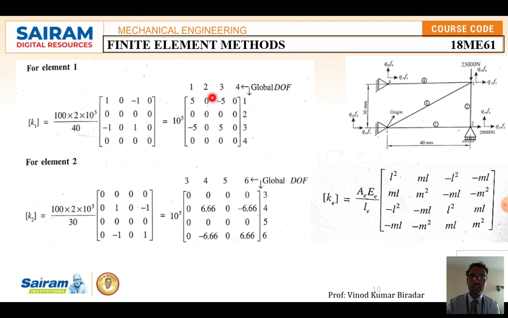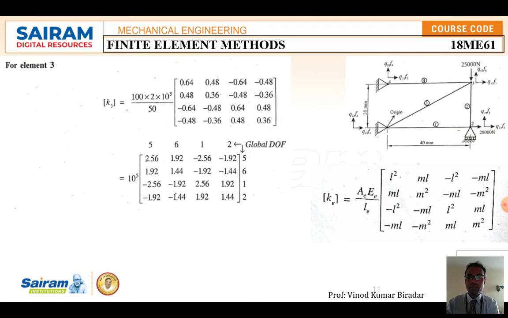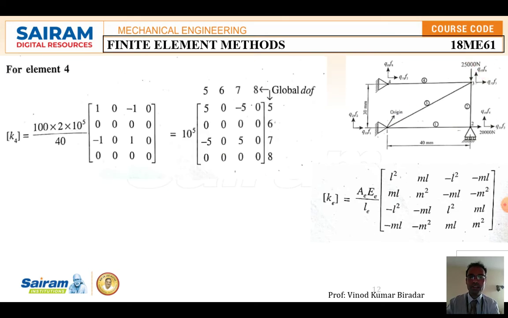You are going to get this, and you simplify it to 10 to the power of 5. So 1 2 3 4, these 1 2 3 4 are called the degrees of freedom related to the first element. Like that you have to calculate for the second element. For the second element, the degrees of freedom will be 3 4 5 6. Coming to the third element, the degrees of freedom are 5 6 1 2. For the fourth element, 5 6 7 8.